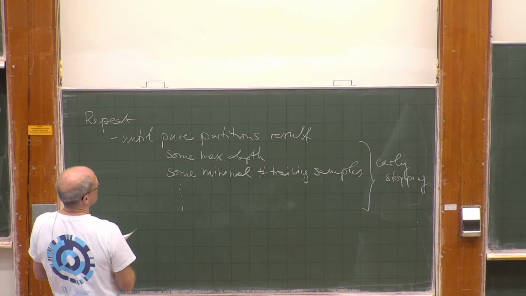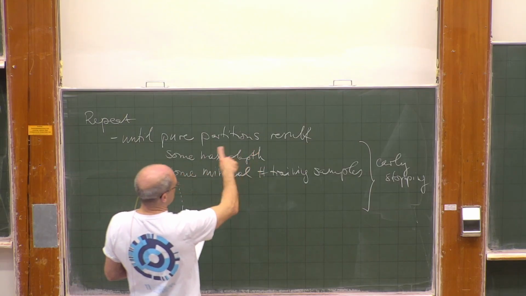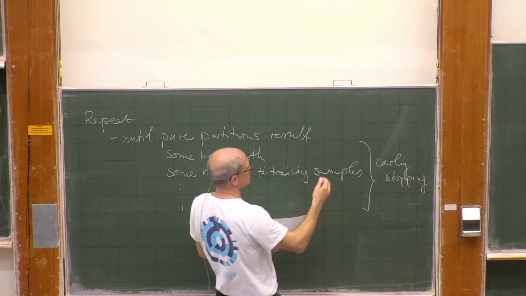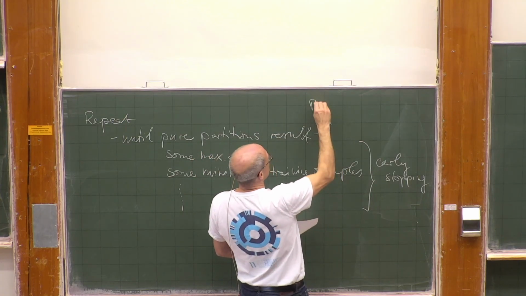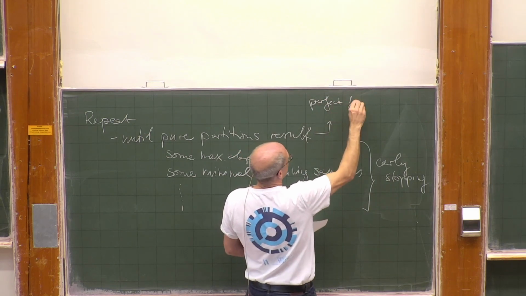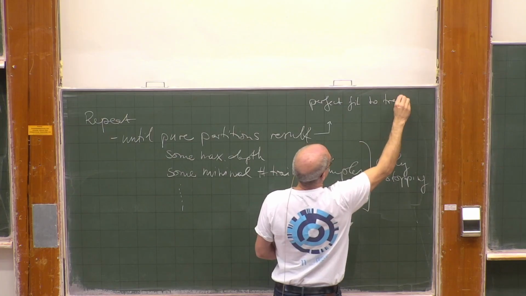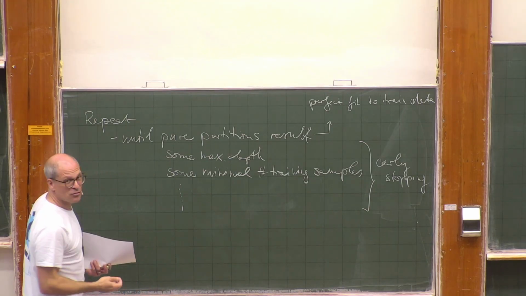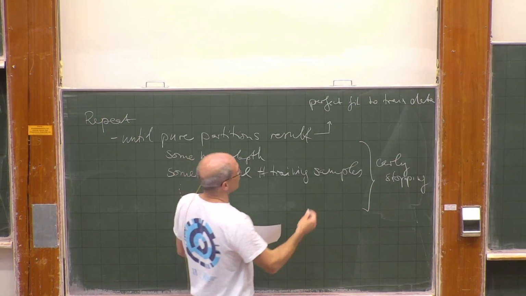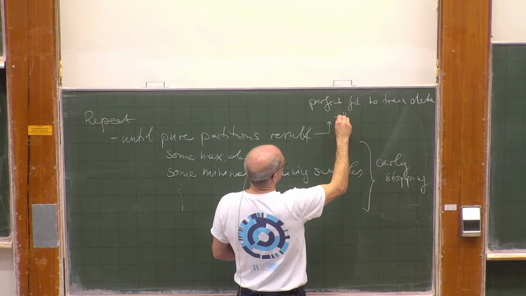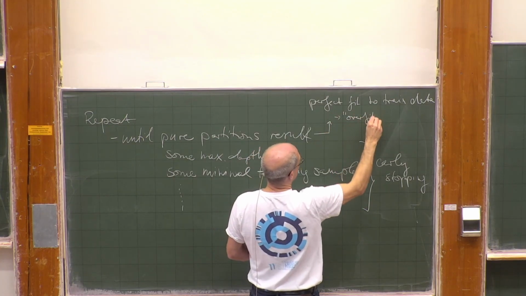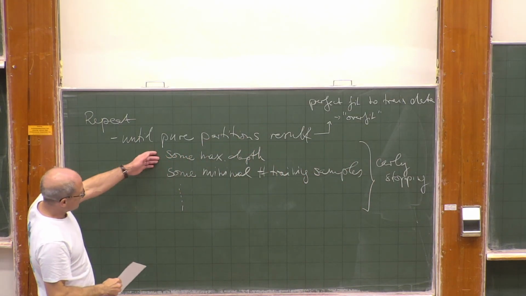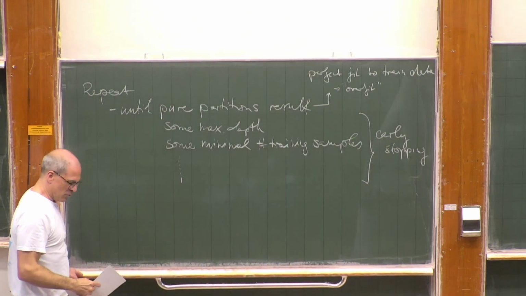All right, and if we do it until we get pure partitions, we're going to get a perfect fit on our training data. So in this particular case here, but of course, we are normally not going to do perfectly on our test data as well. So what we have is quite a bit of overfitting if we use just a single tree and if we train it until purity. And these early stopping criteria are meant to reduce overfitting.